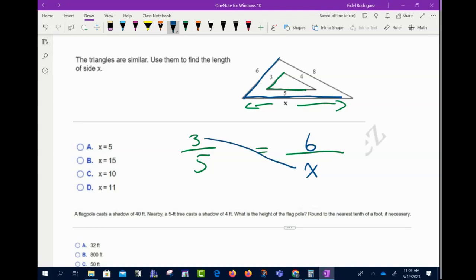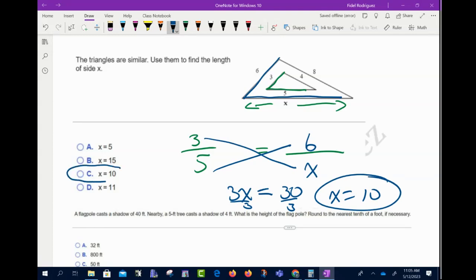Okay, so look, let's cross multiply. 3 times x is a 3x. 5 times 6 is a 30. And if we divide everything by 3, y'all agree we get 10? And look, there it is.